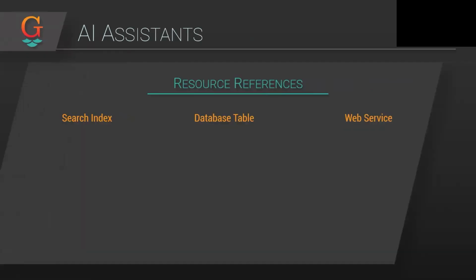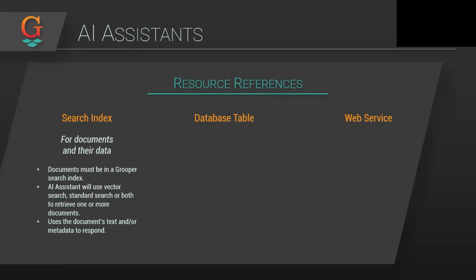Okay, let's talk about those resource references just a little bit. So these are the types of knowledge that you can add to this AI assistant. We've got a search index reference, we've got a database table reference, and we've got a web service reference. So a search index is for documents and their data. So if you need an AI assistant to answer questions about documents, you're going to add a reference to a search index. A couple of things about this resource. First and foremost, these documents must be in a Grooper search index.